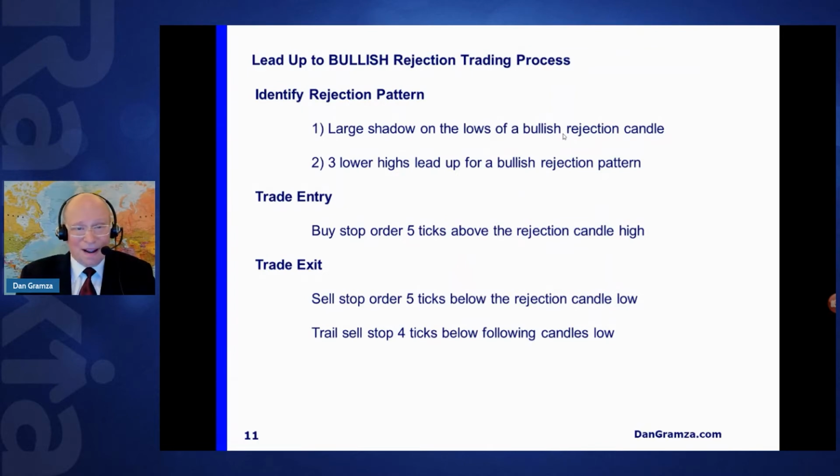1, identifying the rejection pattern, a large shadow on the lows of a bullish rejection candle. 2, 3 lower highs leading up to a bullish rejection pattern. Trade entry, buy stop order, 5 ticks above the rejection candle high. Trade exit, sell stop order, 5 ticks below the rejection candle low. And then we would trail our stop 4 ticks below the following candle's low.